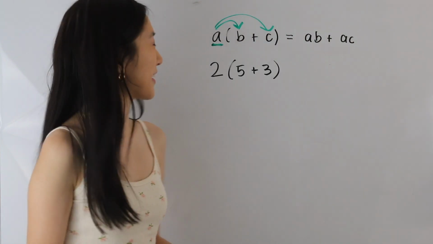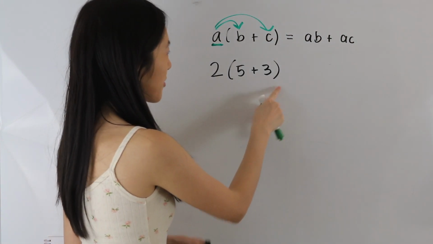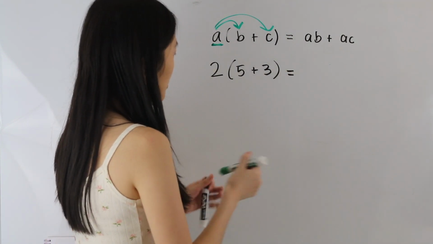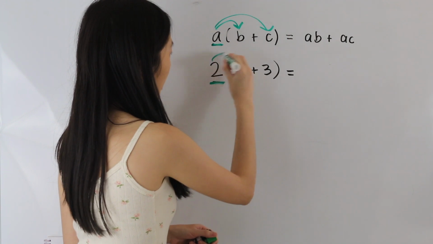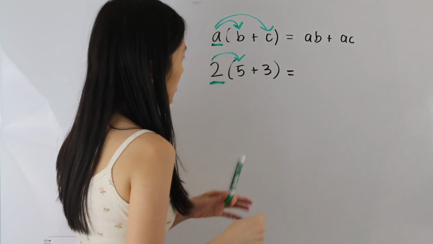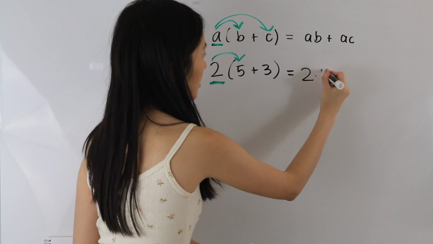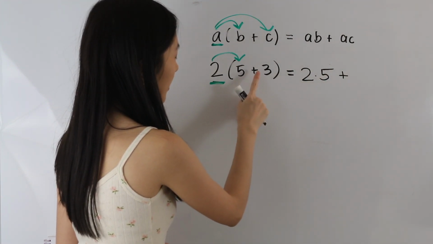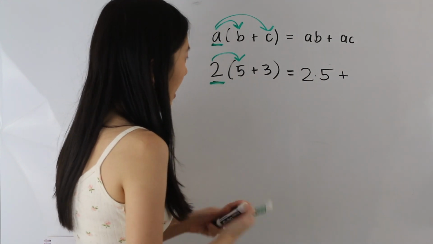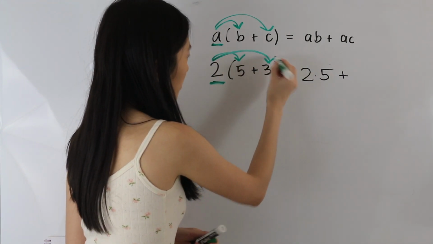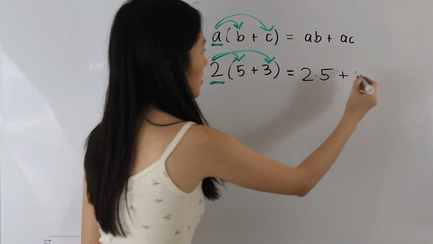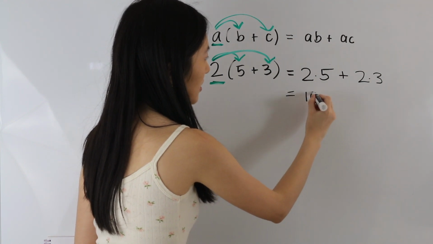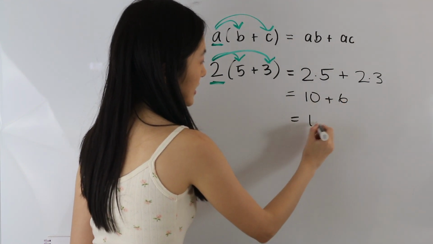So in this example here we have 2 times 5 plus 3. So we are going to start off by multiplying this 2 outside by the 5. And so we have 2 times 5. And then we have a plus sign here because this is a plus. And then next we are going to multiply the 2 by the 3. And so we have 2 times 3. And then simplifying this, we have 10 plus 6, which is equal to 16.